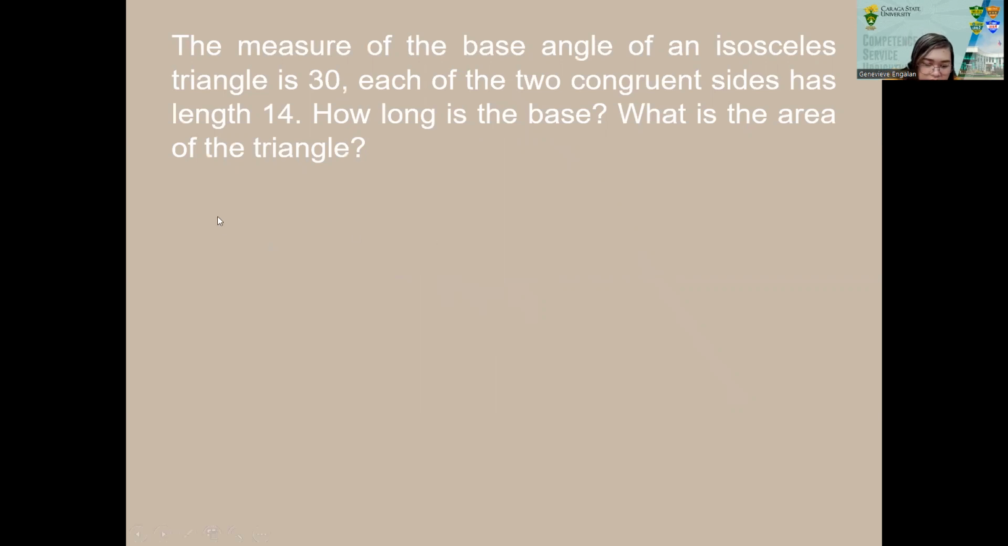Okay, so let's have a problem. The measure of the base angle of an isosceles triangle is 30. Each of two congruent sides have length 14. How long is the base and what is the area of the triangle?